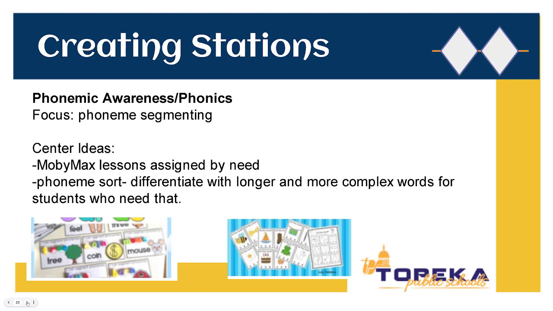So you could differentiate with longer and more complex words for students who need that. So for example, maybe not sorting by just CVC, but adding in R-controlled vowels and silent E, etc. So differentiating what students are doing by the length of the words that they are using. So these are just some of the ways that you could differentiate, and you could create stations that will be easy to do and will be impactful for your students in your classroom.